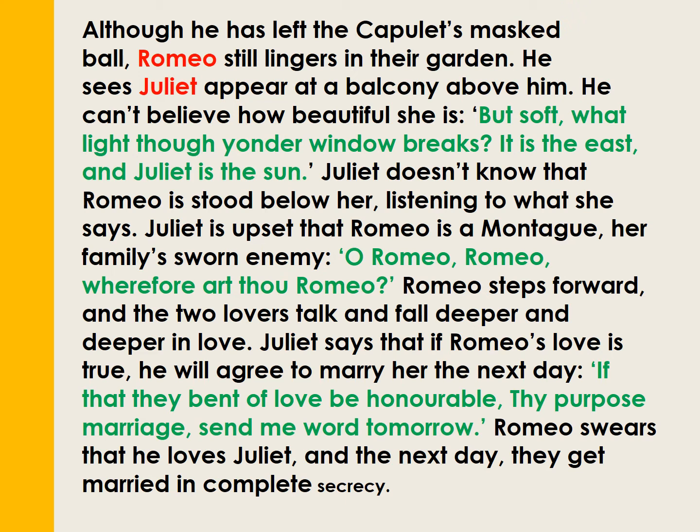Romeo swears that he loves Juliet, and the next day they get married in complete secrecy. Clearly there's more to be said about that, but for now, all you need to know is that Juliet, who tends to make most of the decisions in this relationship actually, says to him, look, if you really love me, so you say, then send me word tomorrow about marriage. Okay? And they do get married in complete secrecy. Only the priest, or the friar as he's known, knows that they get married.